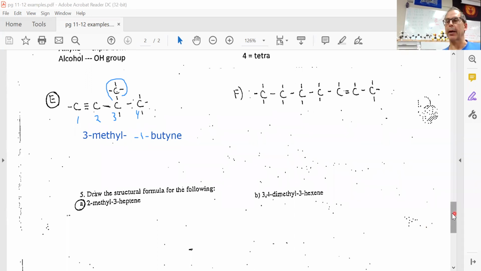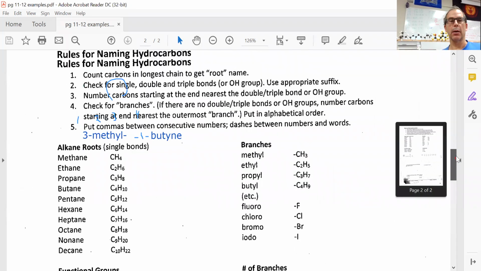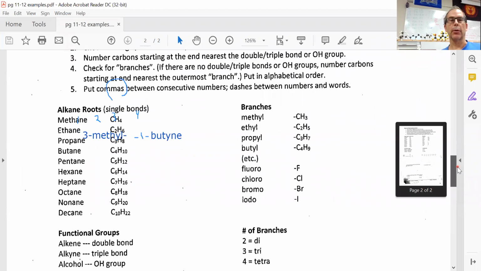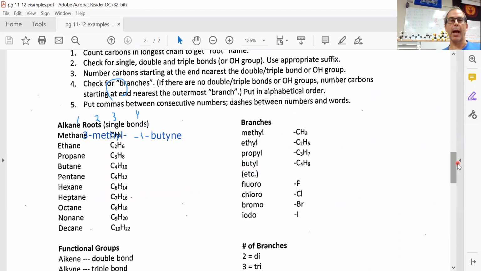Let's just go back at our rules and double check that. Okay, so the third rule says number carbons starting at the end nearest the double or triple bond or OH group. Then check for branches. If there are no double or triple bonds, number carbons at the end starting nearest the outermost branch.